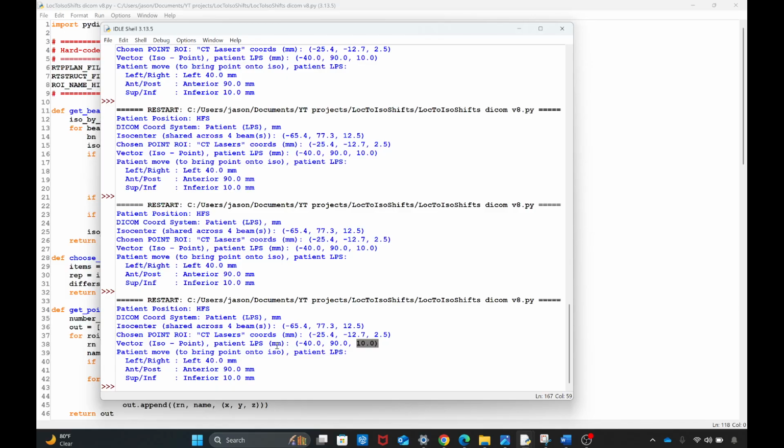Because we are using the patient coordinate system, this is valid whether the patient is supine or prone.